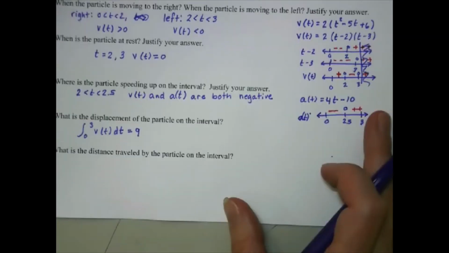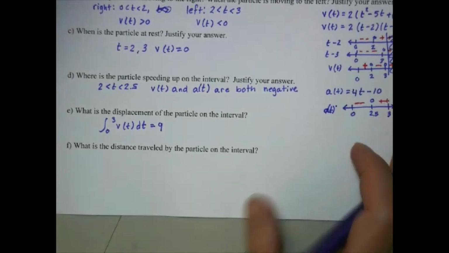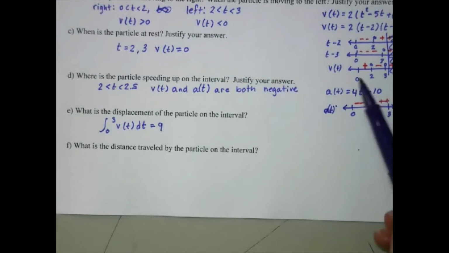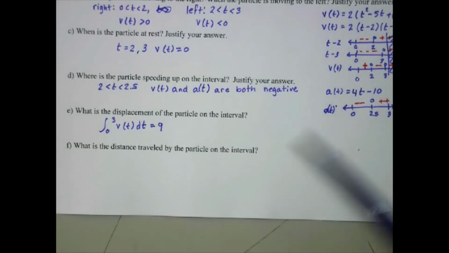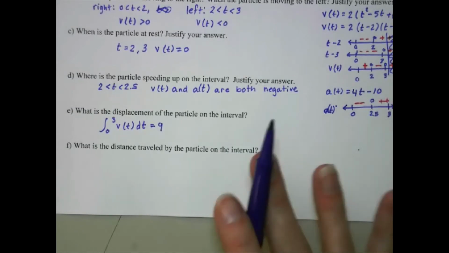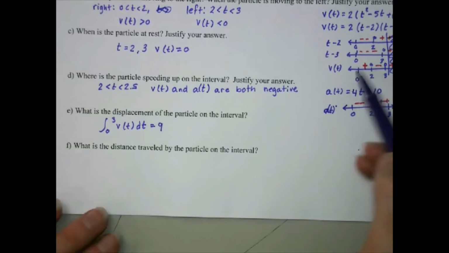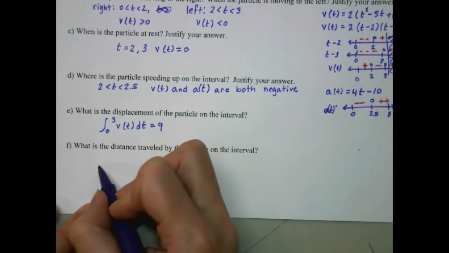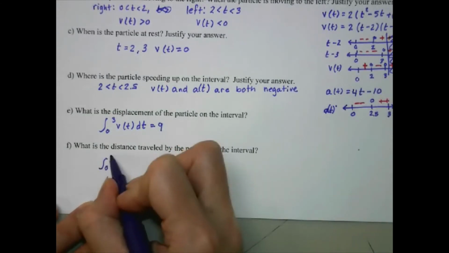Total distance traveled, however, we can't just do that because in this travel, he goes positive, then negative. So we have to break it up into two different integrals. So looking at our velocity from 0 to 2, he's moving to the right.